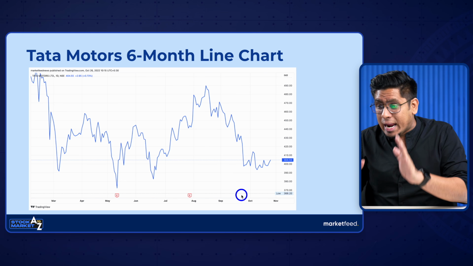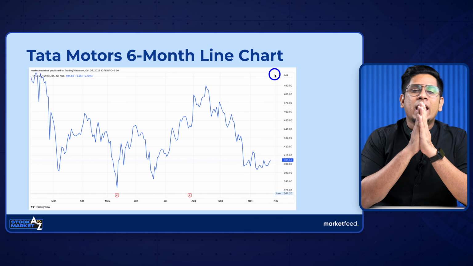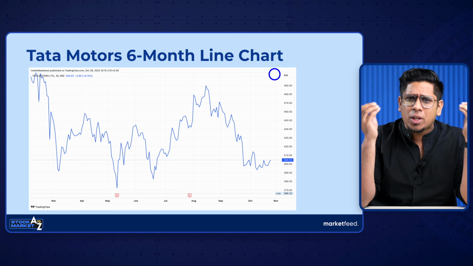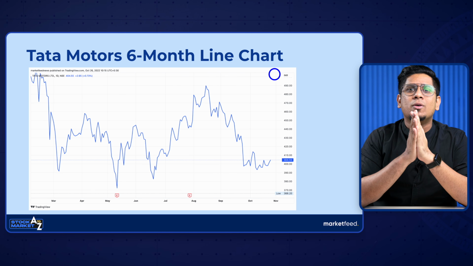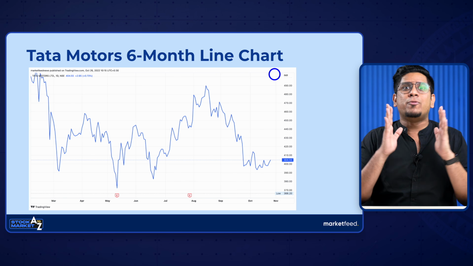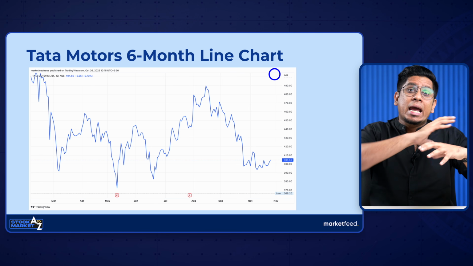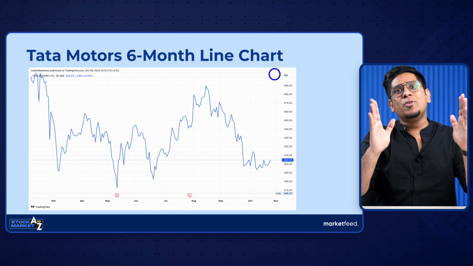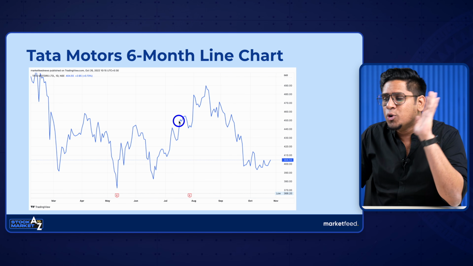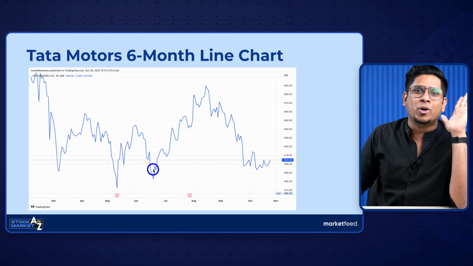Now let's move ahead and see the Tata Motors 6-month line chart. When we speak about charts, there are multiple types of charts, but let's talk about the most basic type of chart, which actually came into existence for the very first time. When people felt that prices shouldn't just be mentioned on a piece of paper, they should be visualized into a chart, the very first natural form of chart was called a line chart. Now you look at this. This is the last 6 months price movement of Tata Motors.